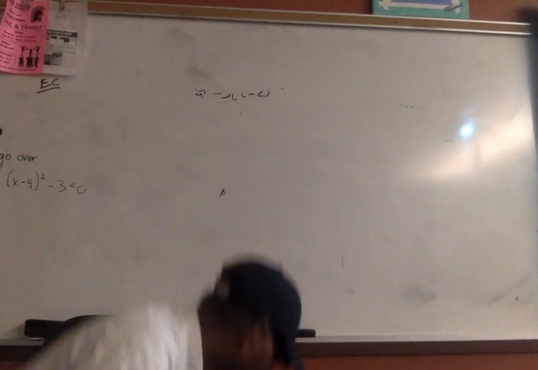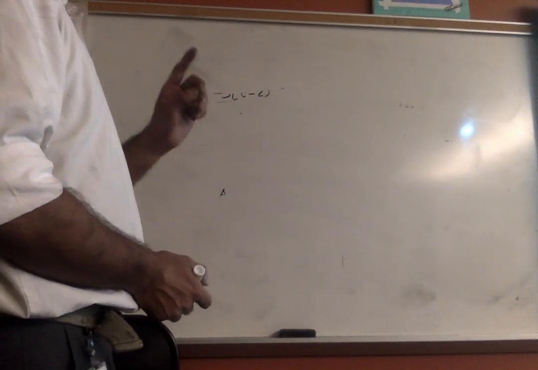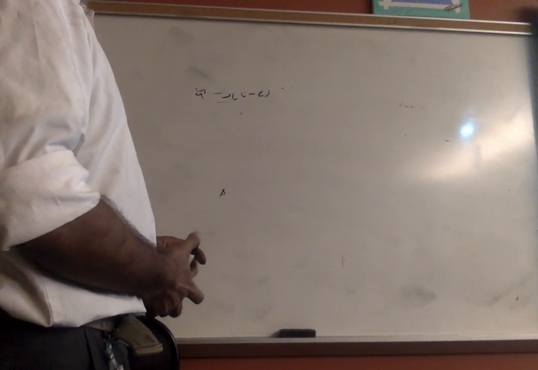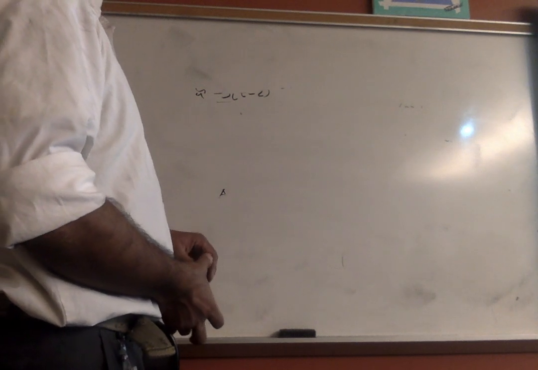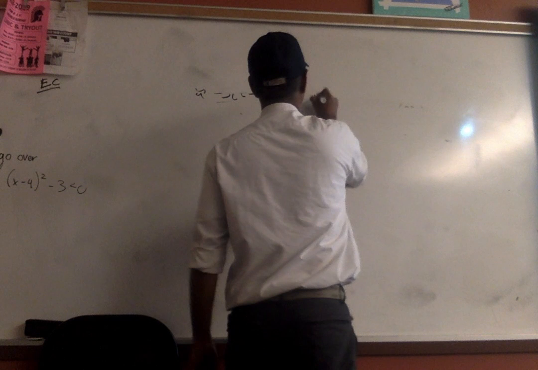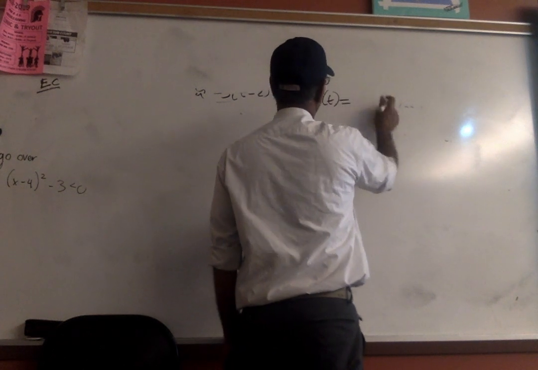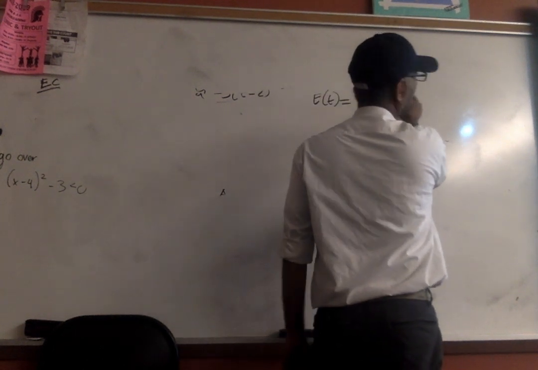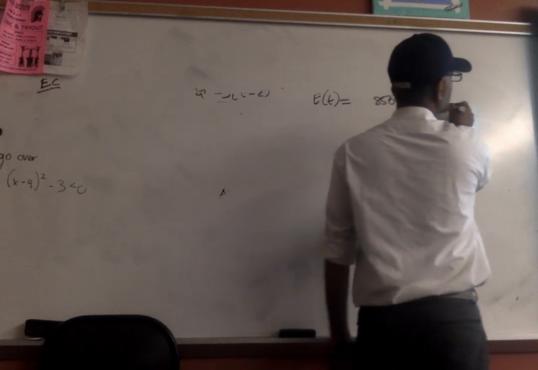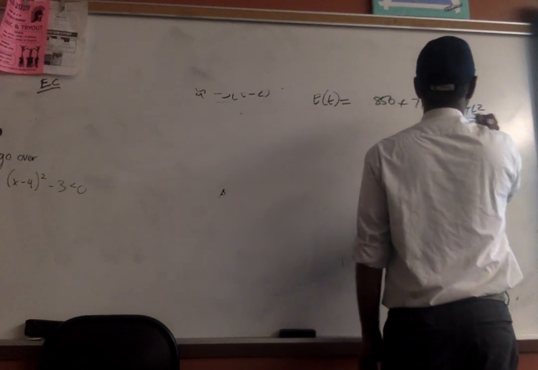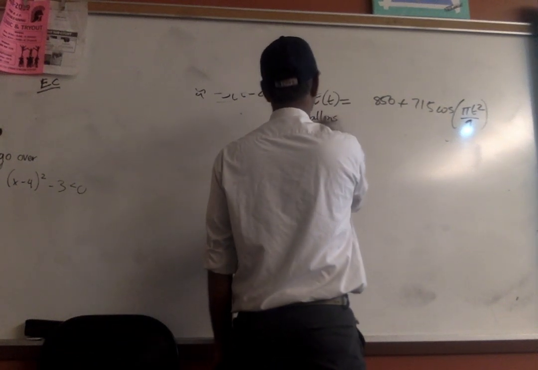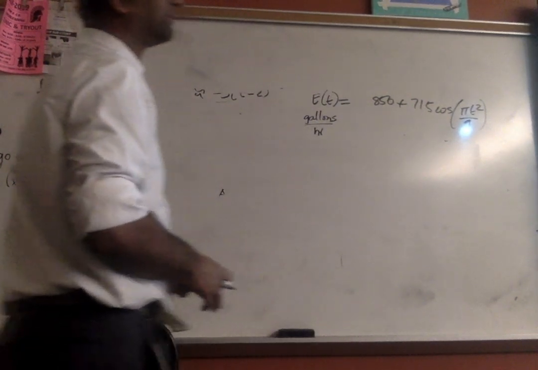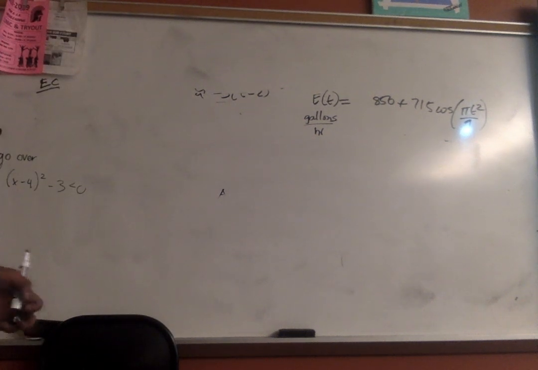I understand exactly what you said. Okay, let's read it together, please. Read it with me so you can process information as you read it. The rate at which raw sewage enters. So what are they giving you? The entering function, E of t. Guys, we've done 100 problems like this. 850 plus 715 cos of pi t squared over 9, measured in gallons per hour. Units you need to keep track of. Okay. In the interval 0 to 4.